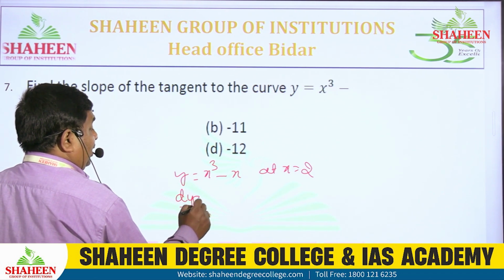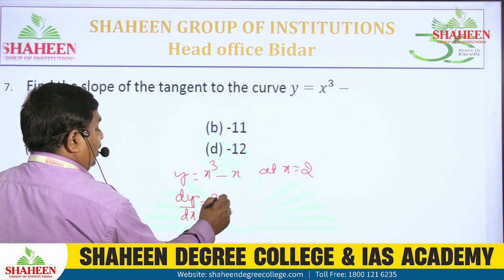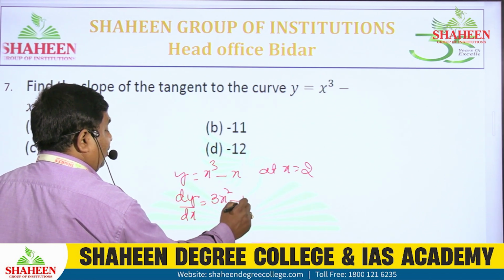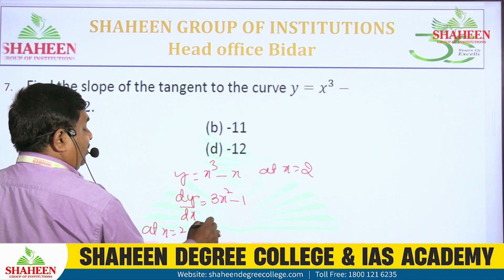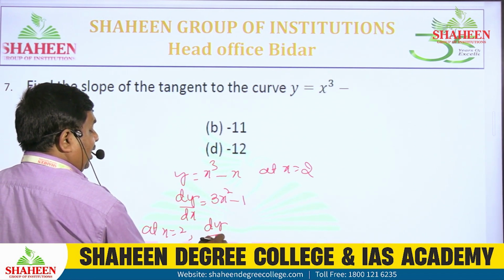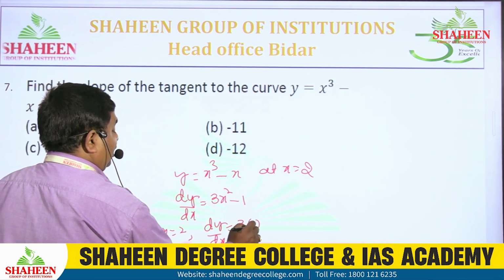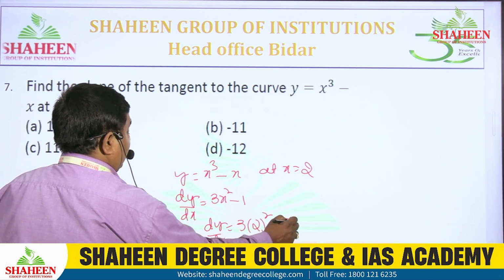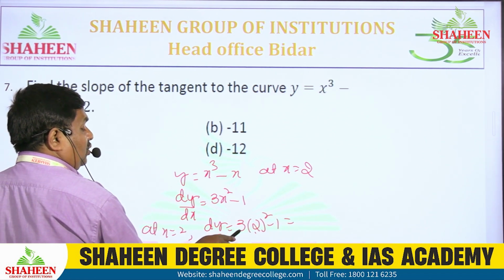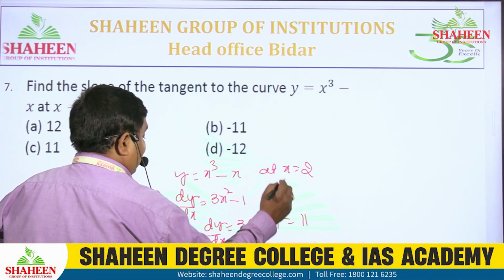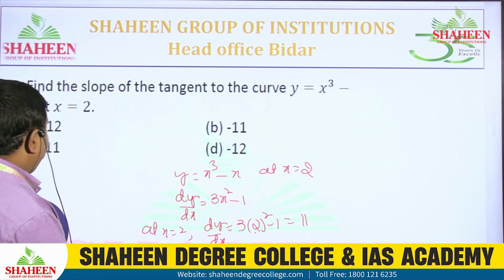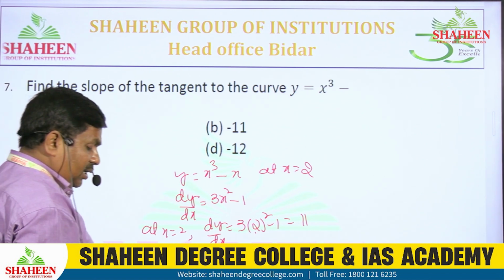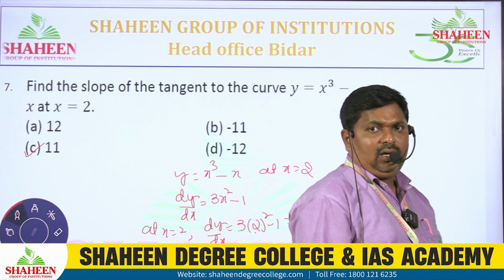dy by dx is equal to the derivative of x cube, 3x square, minus the derivative of x, 1. At x equal to 2, the slope of the tangent is dy by dx, equal to 3 into 2 square minus 1. 2 square is 4, 4 times 3 is 12, 12 minus 1 is 11. Means the slope of the tangent to the curve is 11. Where is the answer? The third option is the correct option.